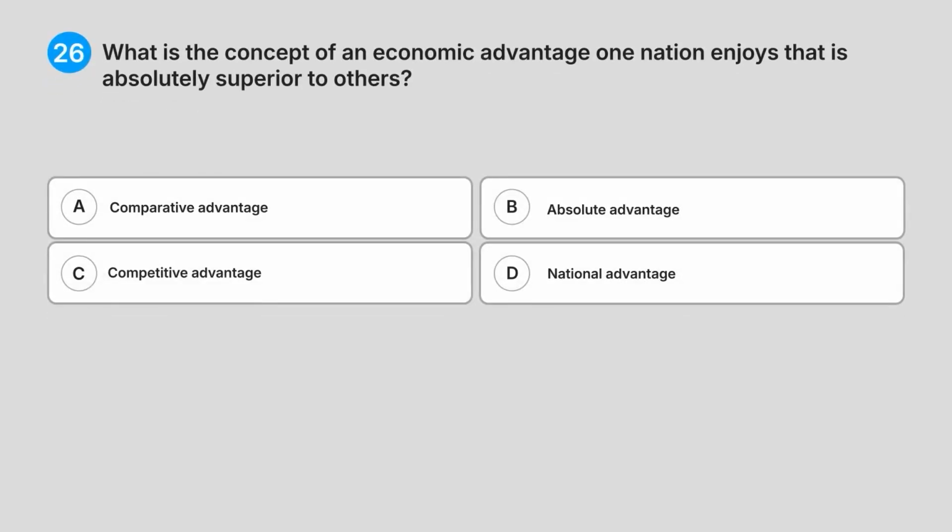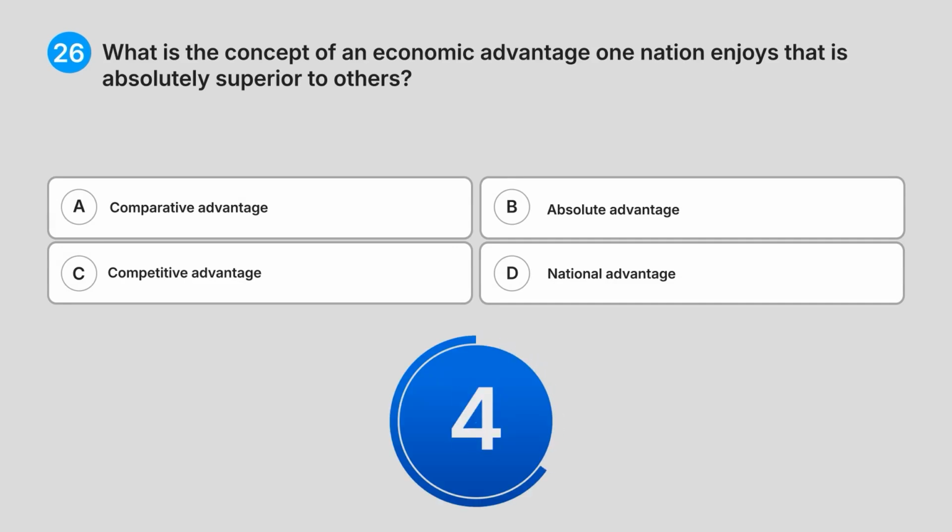26. What is the concept of an economic advantage one nation enjoys that is absolutely superior to others? A. Comparative advantage. B. Absolute advantage. C. Competitive advantage. D. National advantage. Can you guess the answer?